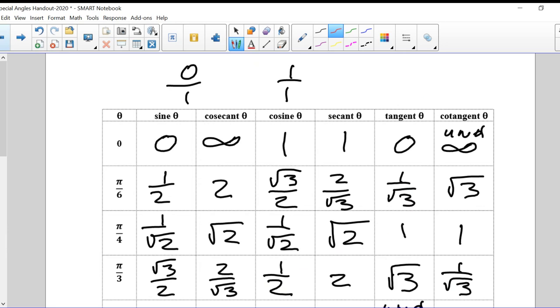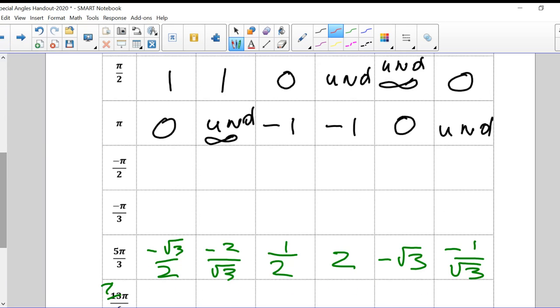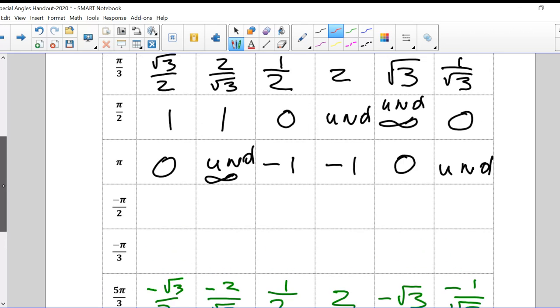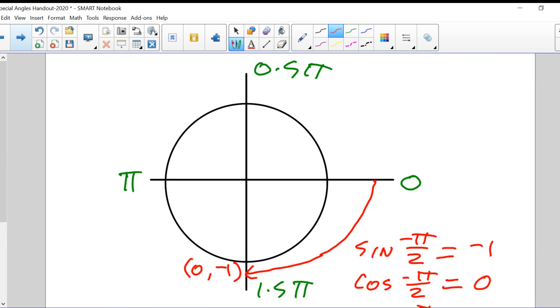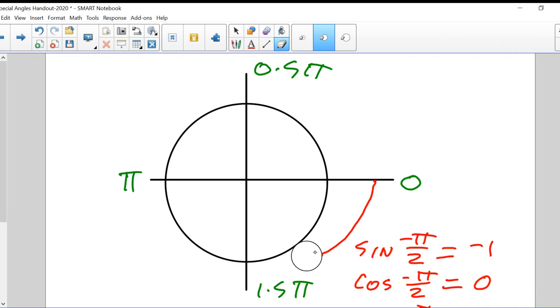Oh, wrong way. How about if I had minus pi over 3? Minus pi over 3. Where am I going to be for minus pi over 3? Let me erase all of this stuff here and see if anybody can tell me where they think I'm going to be for minus pi over 3. Again, I'm going clockwise this time. What quadrant am I going to be in if I'm starting at 0 and going this way? Where am I going to end up for minus pi over 3?